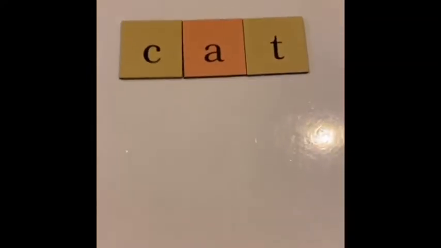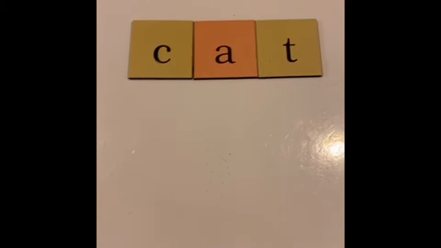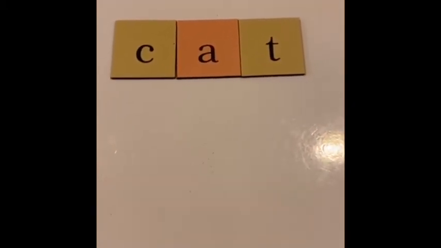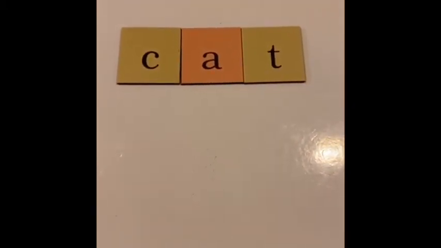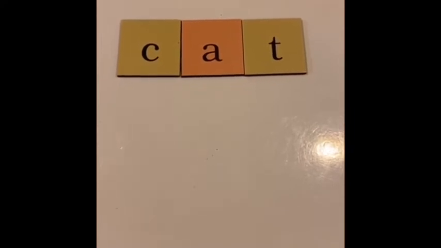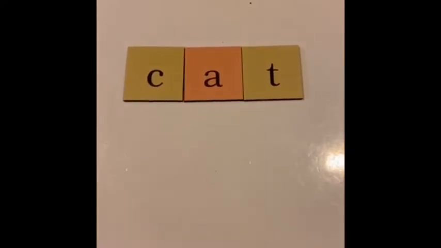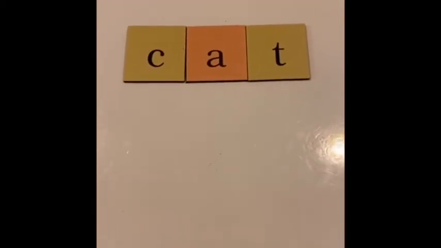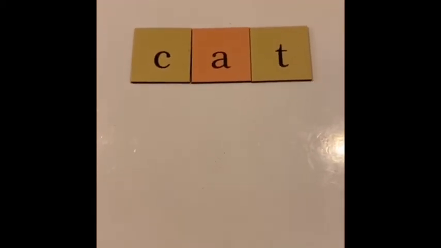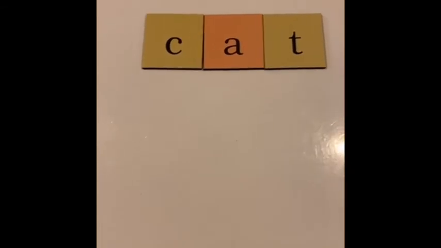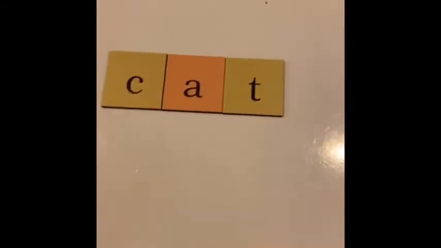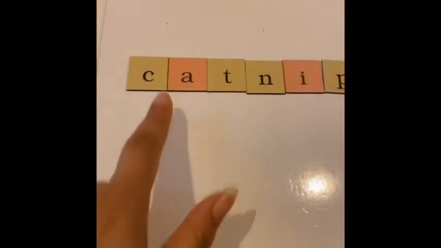All right. So this is an easy peasy word. What's this word? If you said cat, you are correct. This word only has one part. It's one syllable, one push of breath. Cat. But if we do this word, it is catnip.